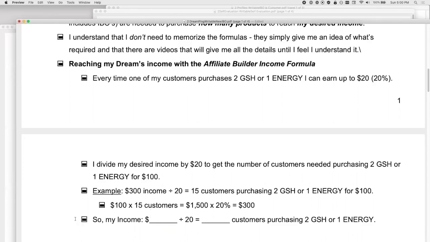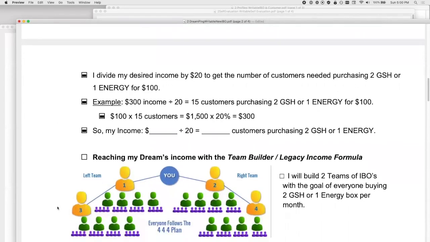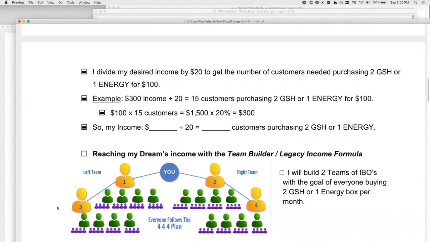Now, let's look at the team builder. This is a little bit different. With the team builder, you want to reach your income by building 2 teams. You can see here we have a left team and a right team. When you enroll people, whether a customer or an IBO, they're going to be on your right team or your left team, one of those. So if you look at the yellow, let's say the yellow are the people that you're sponsoring. You sponsor 1 on your left and 1 on your right, 1 on your left, 1 on your right. Each of these 4 people do the same thing.